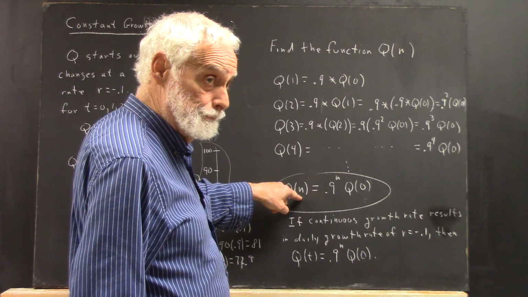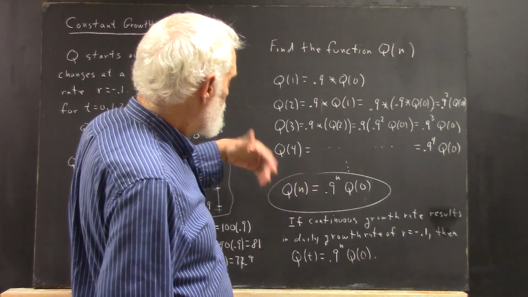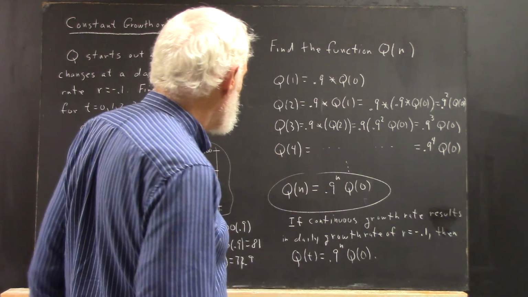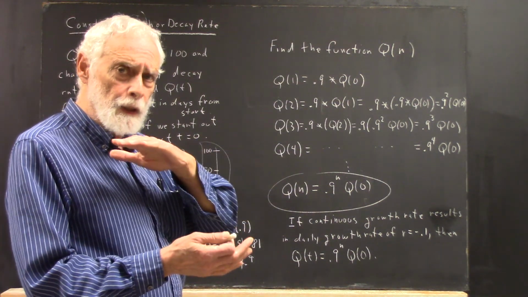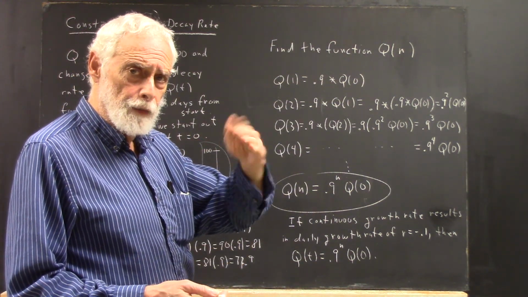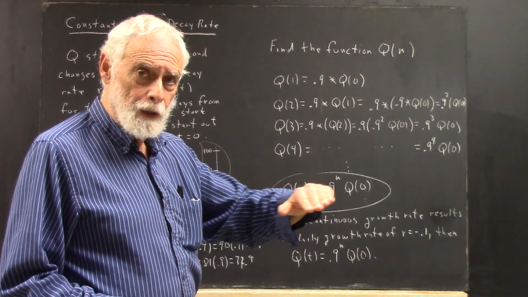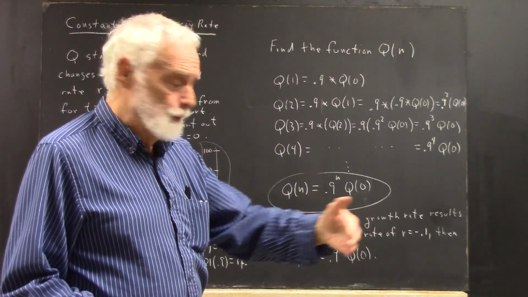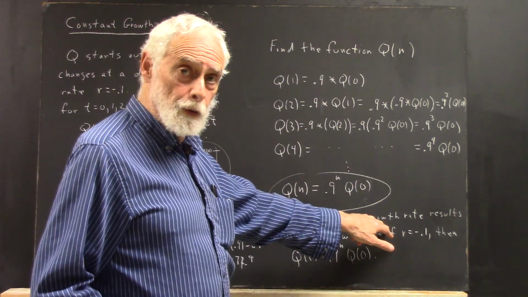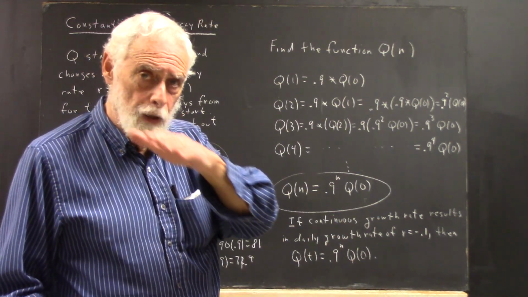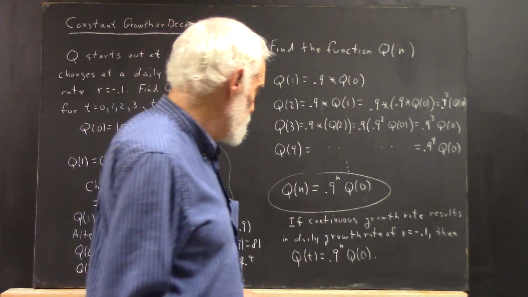Okay? Now we make that distinction because whatever the quantity is, it might not change until the end of the day. It might stay constant through the day and then all of a sudden drop by 10%. If it's a continuous growth rate, that's not going to happen. It's going to change very smoothly and continuously throughout the day.